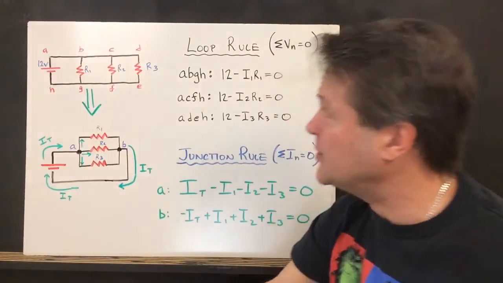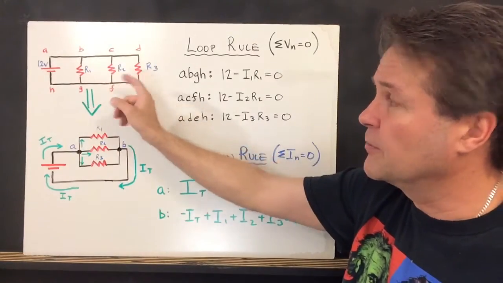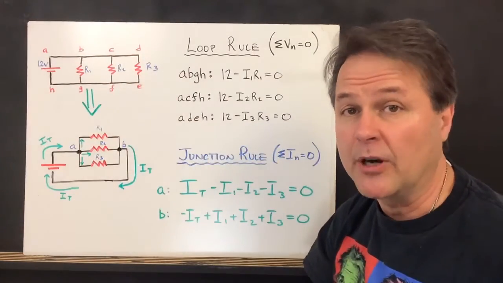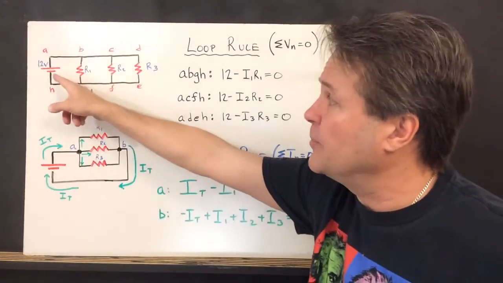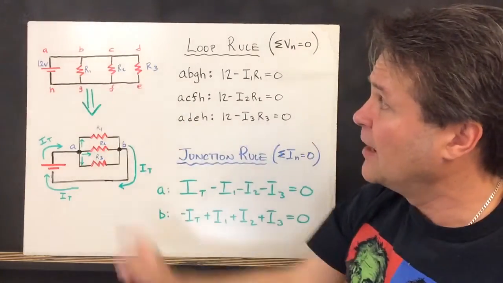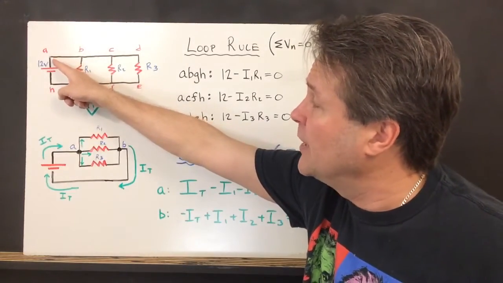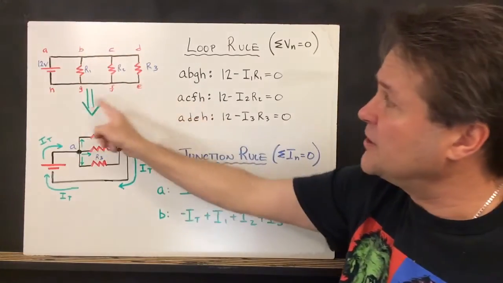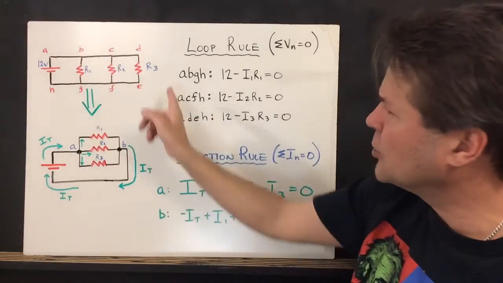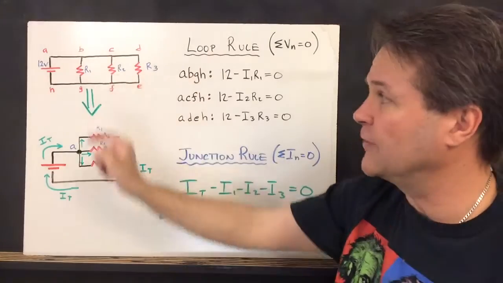Here I have a complex circuit of 3 resistors. We're just going to call them R1, R2, and R3. And they're being powered by a 12-volt battery. What I've done is I've labeled all the loops using these series of letters. So let's apply the loop rule to each of the loops.